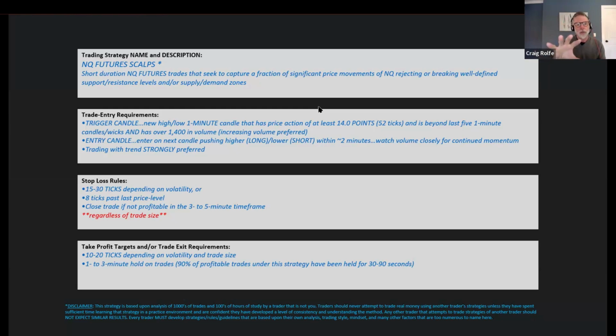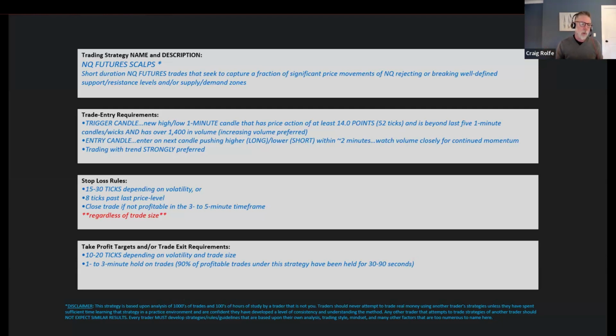So I'm not going to teach you this strategy right now, but I'm going to go through this strategy and tell you how I got to each of these things, right? So first of all, I have a description for the strategy. When I'm scalping NQ futures, I'm just trying to capture a fraction of a price movement, either rejecting or breaking through a well-defined support level, resistance level, or a supply or demand zone, or structure, right? This could also say some sort of structure, breaking out of a channel, reversing a trend.